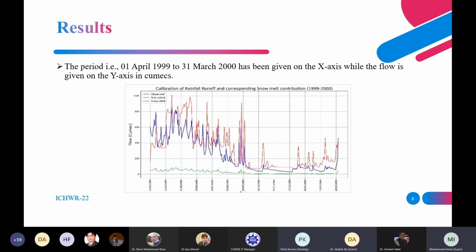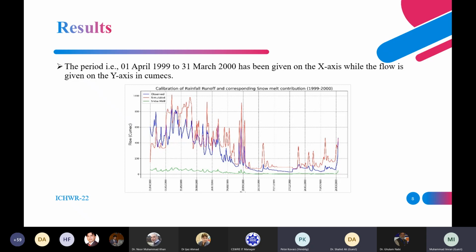Next are the results. The period we use data from 1st April to 31 March 2000 has been given on the x-axis, while the flow is given on the y-axis in cumecs. Here the blue line indicates the observed flow during the duration, while the red line indicates the optimized flow. Parameters being optimized by the model itself by iterations, thus producing this line. The green line shows the snow contribution in the flow.